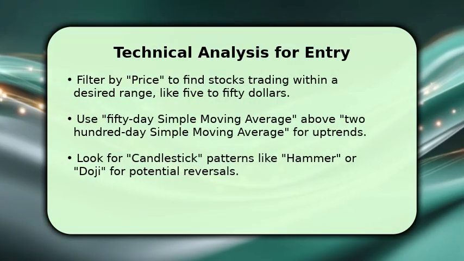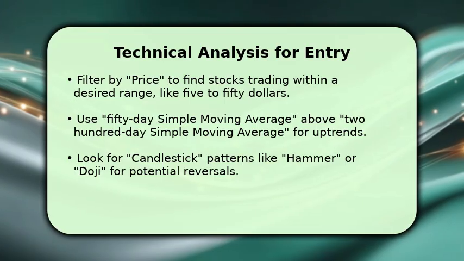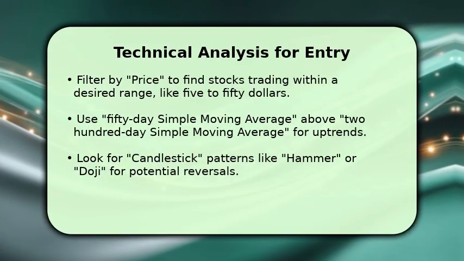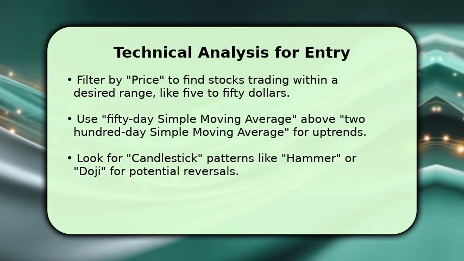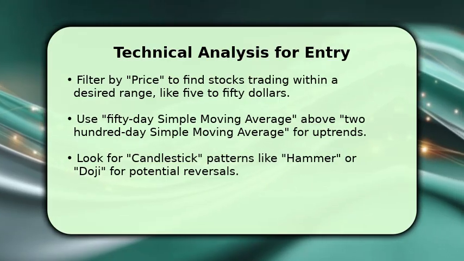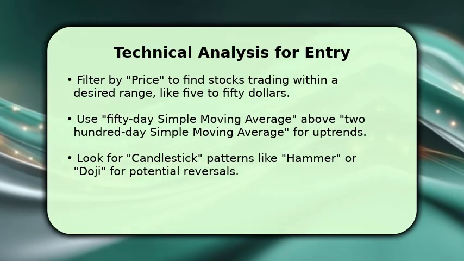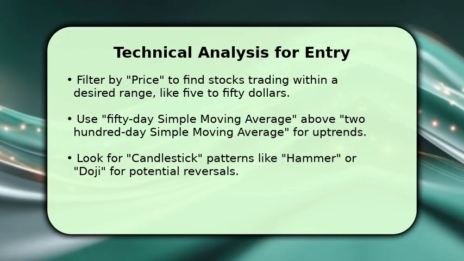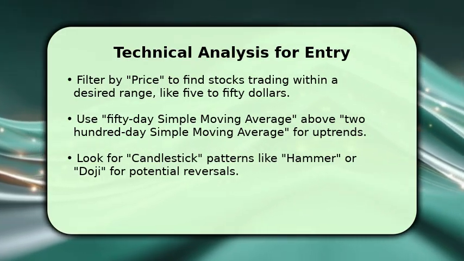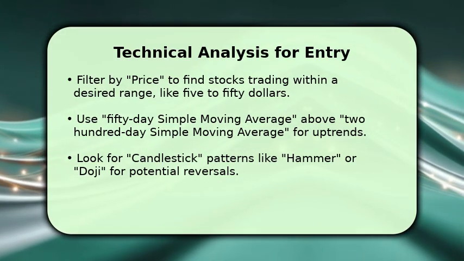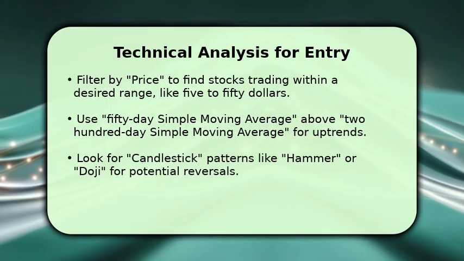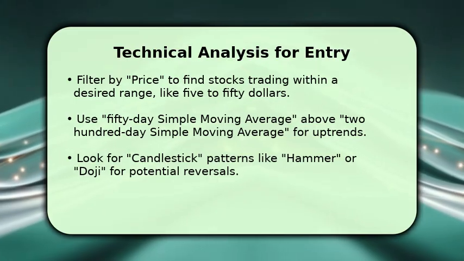With fundamental filters in place, it is time to add technical indicators to pinpoint potential entry points. Filter by price to find stocks trading within your preferred range, perhaps between $5 and $50. A powerful filter is setting the 50-day simple moving average to be above the 200-day simple moving average, indicating a strong uptrend. Also, look for specific candlestick patterns, such as a hammer or doji, which can signal potential reversals or continuation.